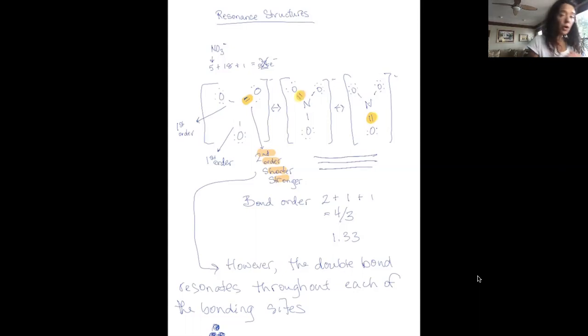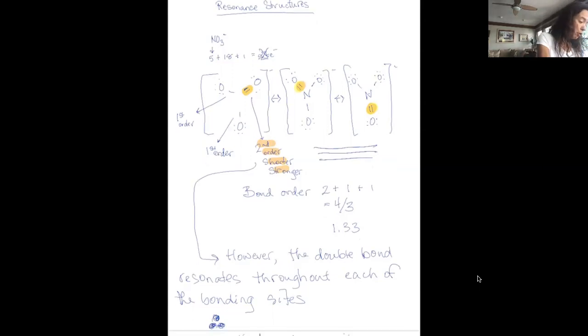But each nitrogen and oxygen bond here is actually stronger than a nitrogen oxygen single bond, but weaker than a nitrogen oxygen double bond, because it's in between, right? Because it's not a bond order of 1, and it's not a bond order of 2. It is a bond order of 1.33. So it's stronger than the single bond, but it's weaker than the double bond, this nitrogen and oxygen bond. Okay? All right.